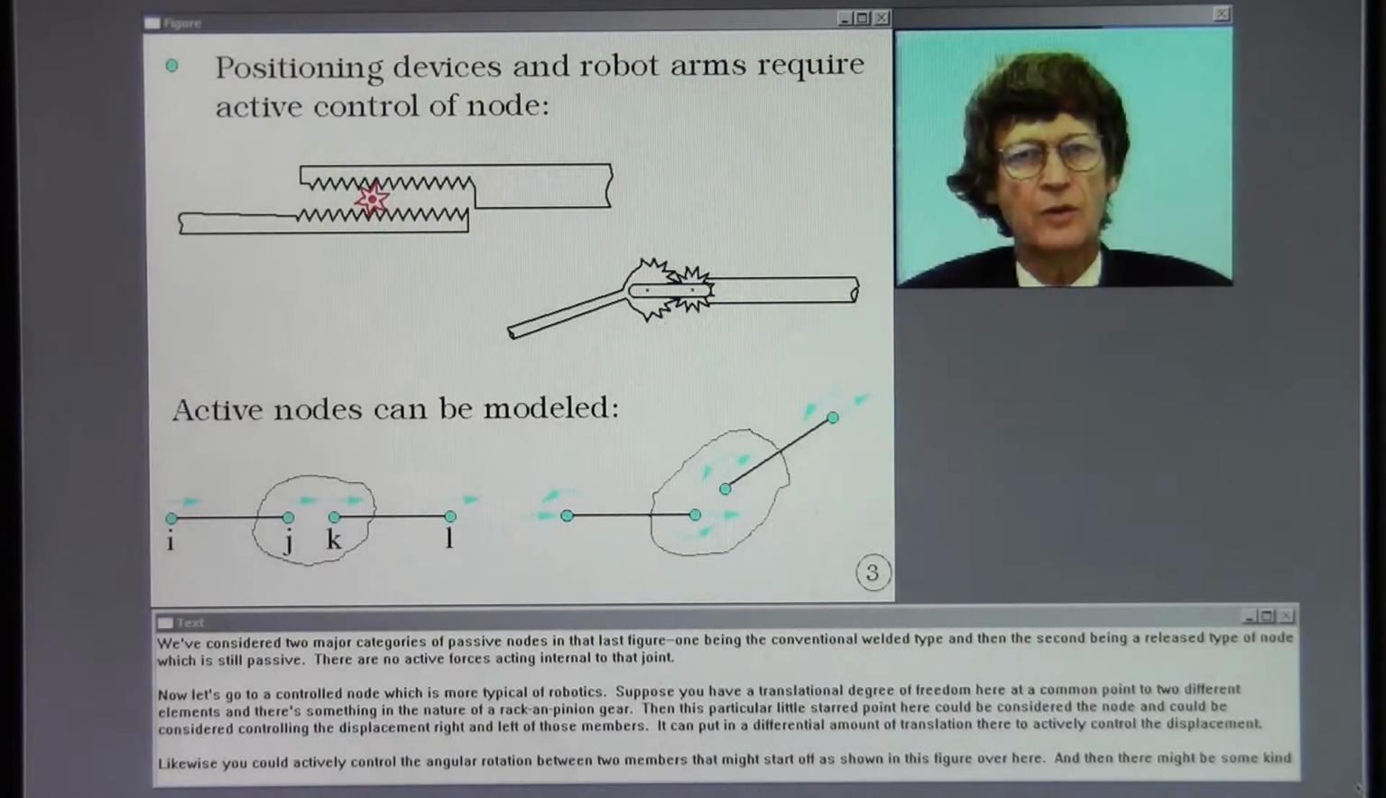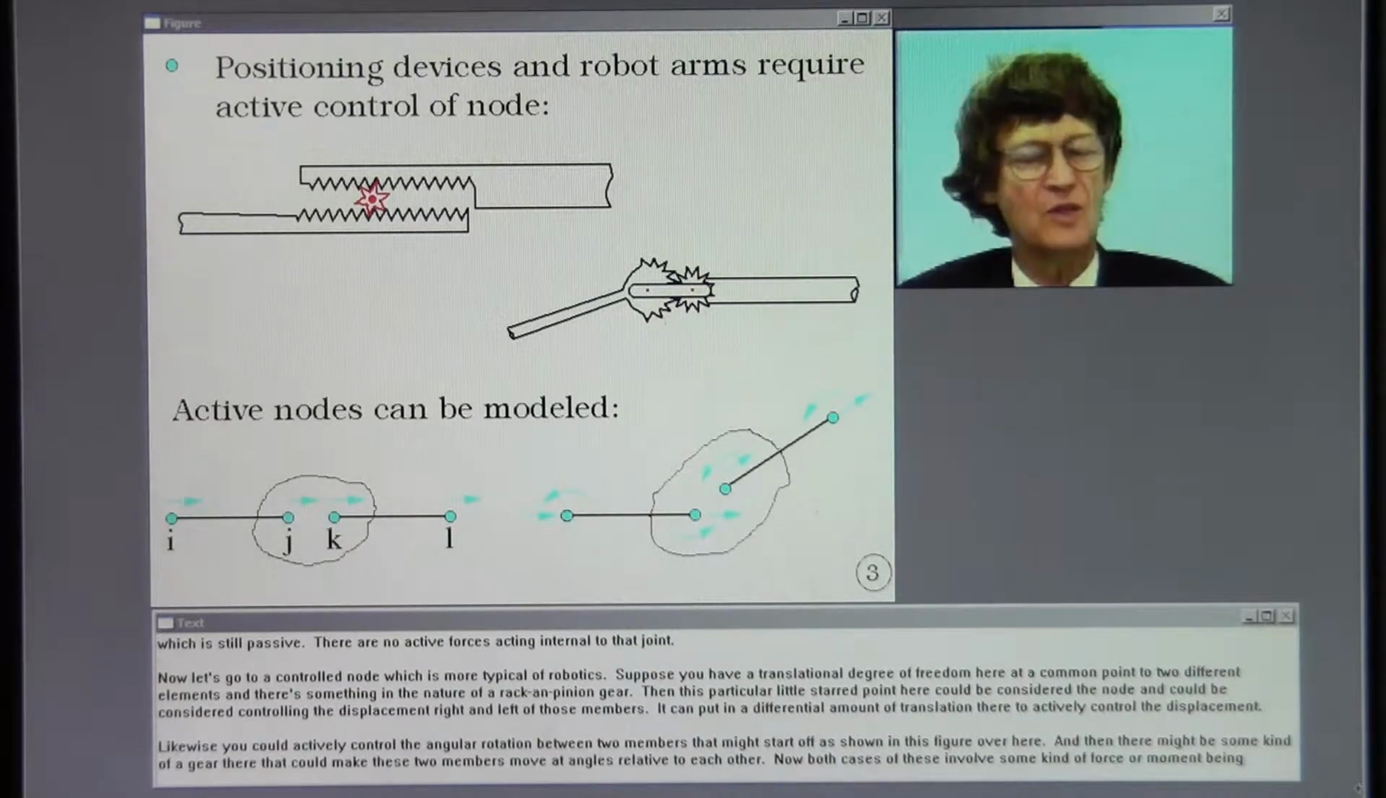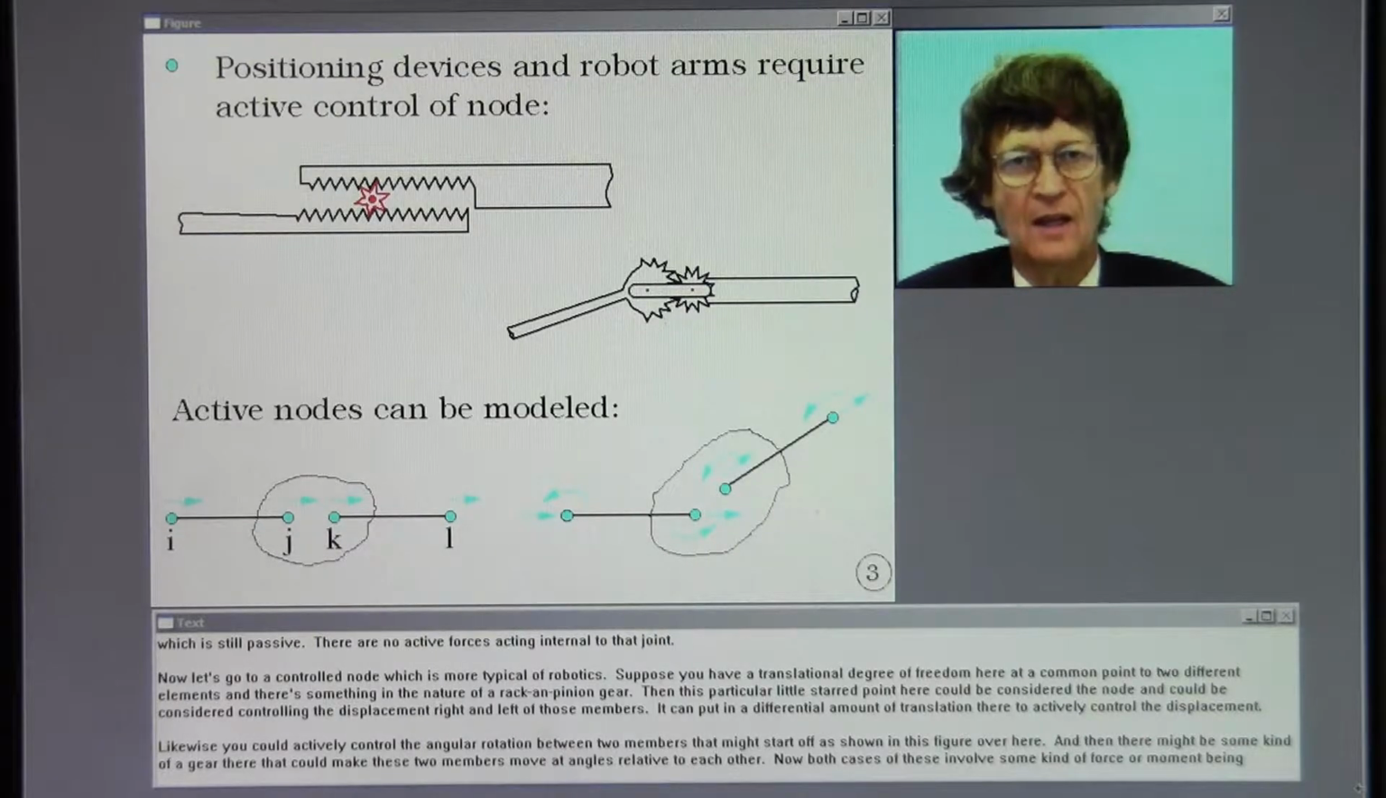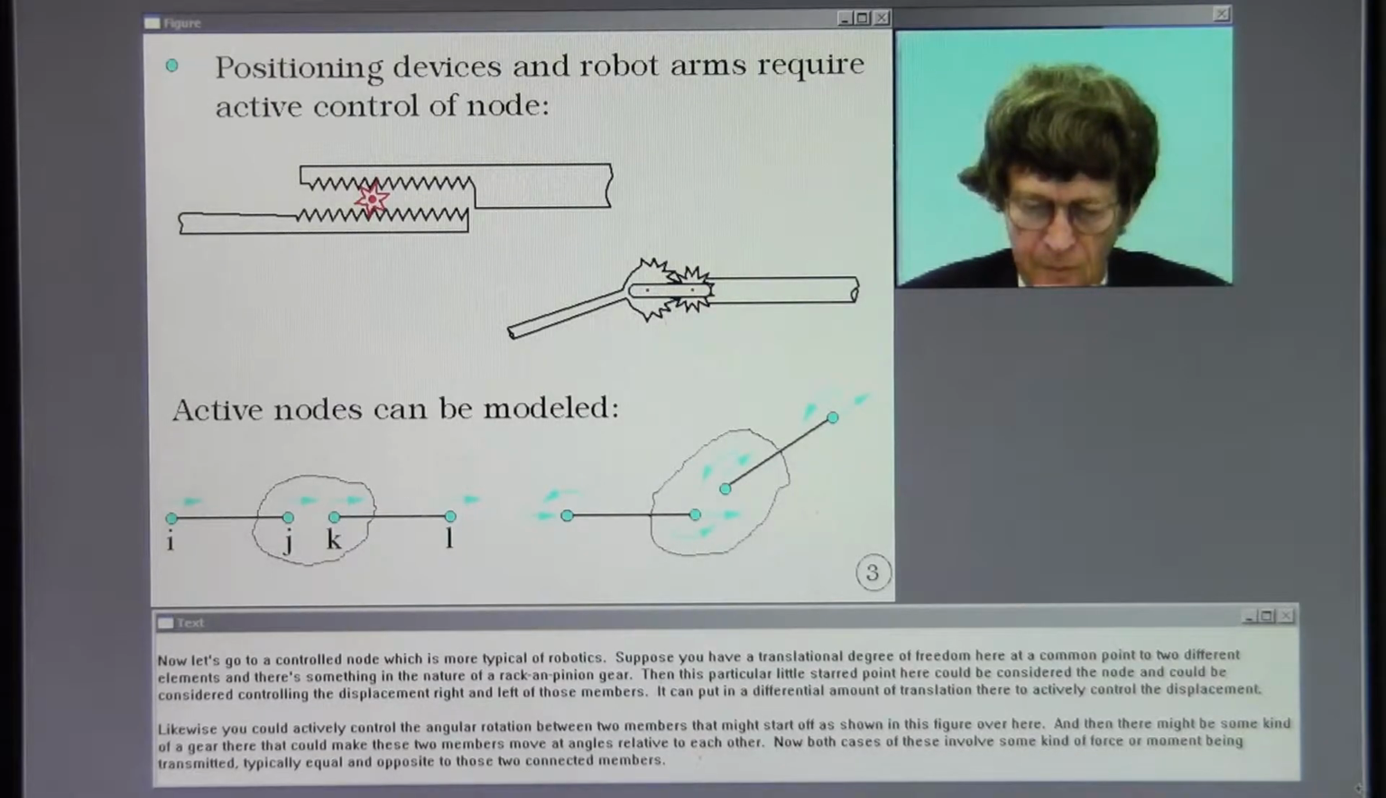We've considered 2 major categories of passive nodes in that last figure. One being the conventional welded type, and then the second being a released type of node, which is still passive. There are no active forces acting internal to that joint. Now let's go to a controlled node, which is more typical of robotics.